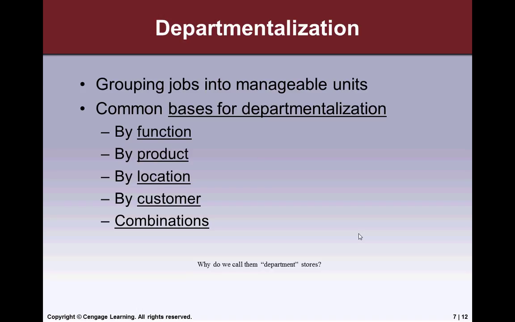Basically, what are they doing? Is it accounting? Is it purchasing? Is it accounts receivable? And so on. The other ways of doing it are by product, by location, by customer, and any combination of any one of these could do also. What we're going to do now is try filling in the blanks.